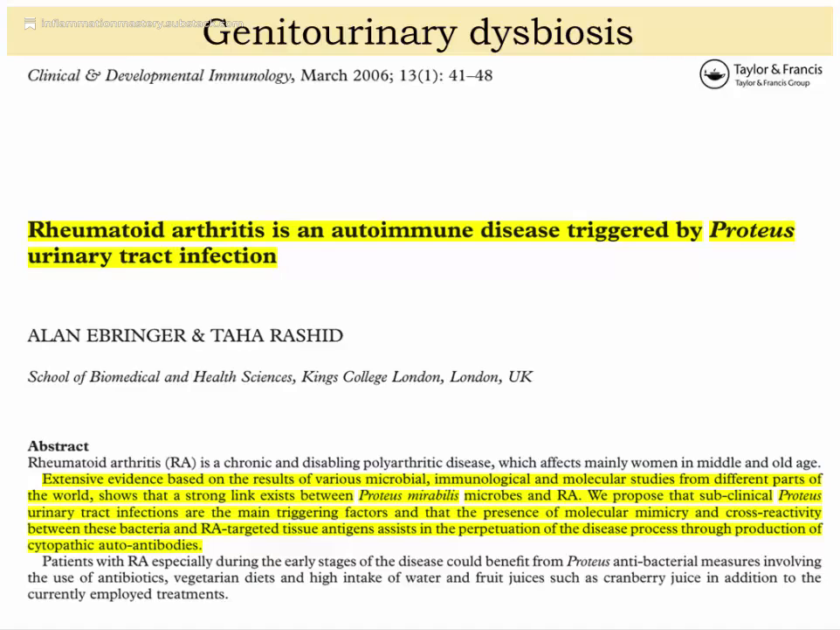Patients with rheumatoid arthritis, especially during the early stages of the disease, could benefit from Proteus antibacterial measures involving the use of antibiotics, vegetarian diets, high intake of water and fruit juices such as cranberry juice, in addition to the currently employed treatments. Of course, they had to add that last phrase just to be politically correct.